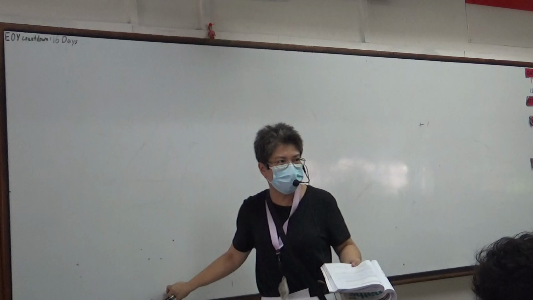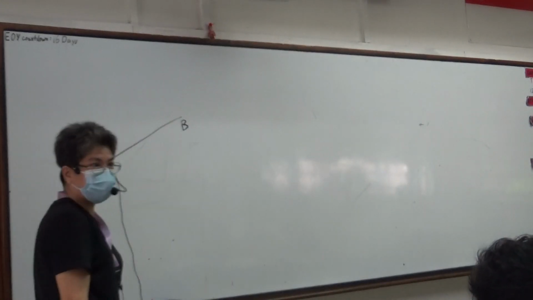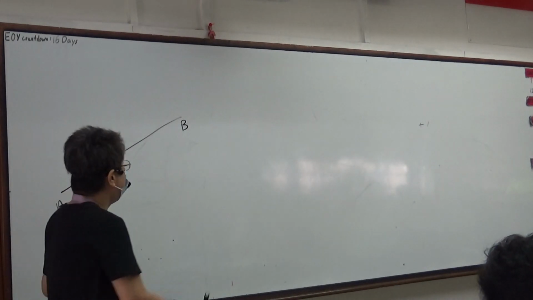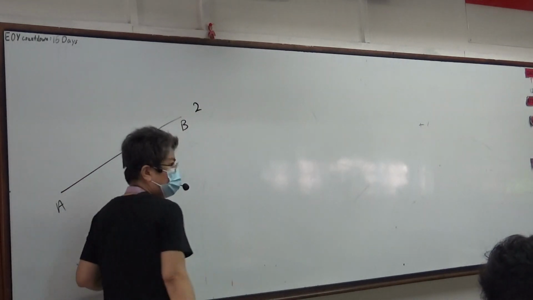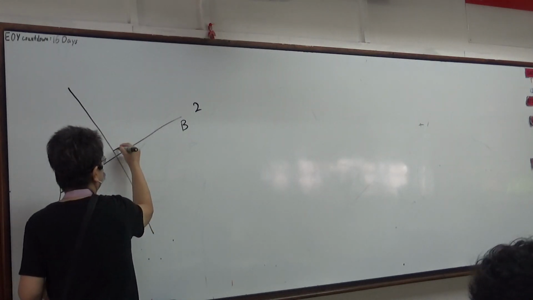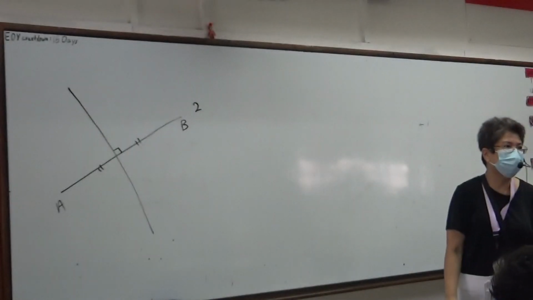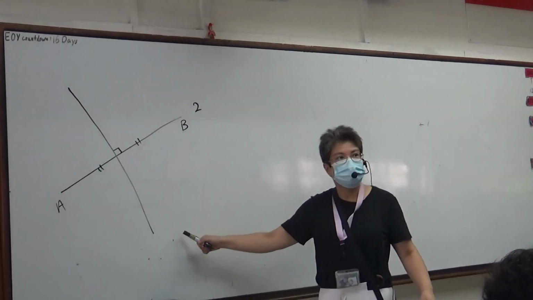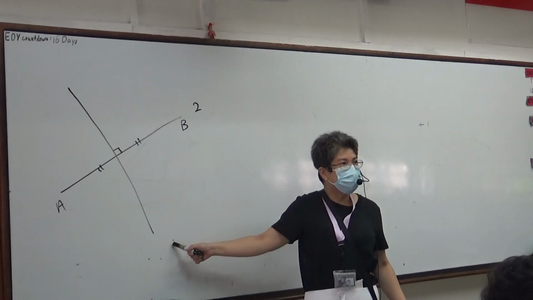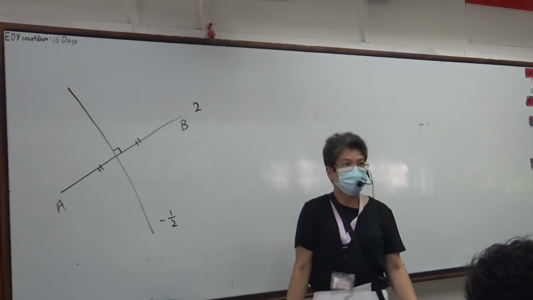Now, let me just give you a scenario first, before I go on to example 11. All of you look at the board. If I have a line AB, okay, I know this gradient is 2. I want to find the equation of the perpendicular bisector of AB. What should I do? Do I know the gradient? If it's perpendicular, do I know the gradient? So what's the gradient? Negative half, right?